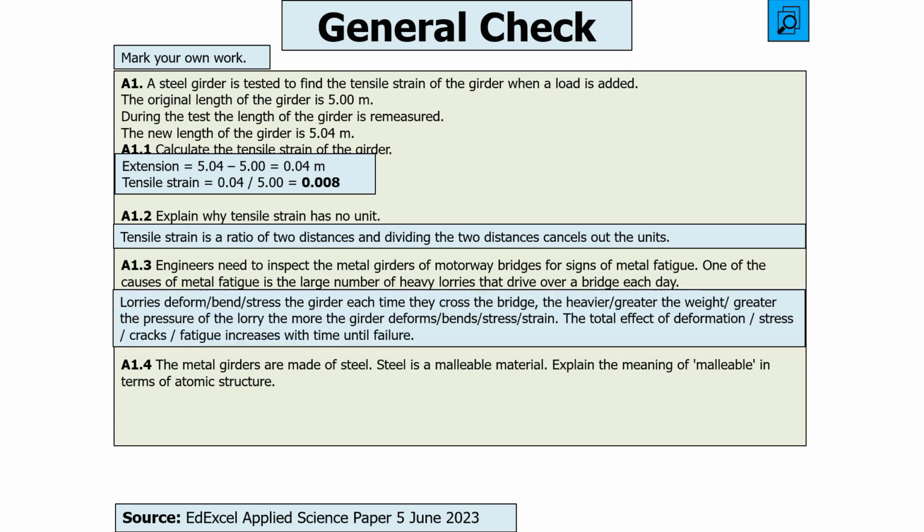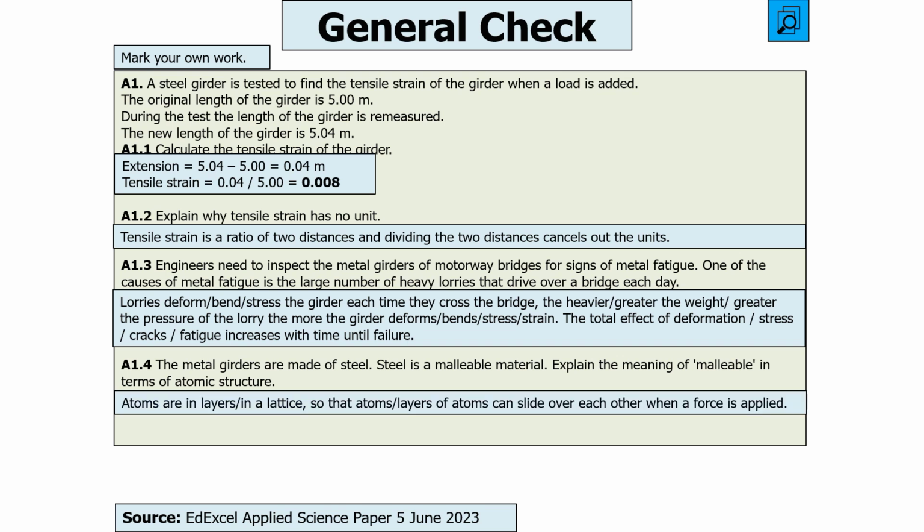Now in the next question, the lorries will deform, they'll place stress on the girder each time they cross the bridge. The heavier the weight, the greater the pressure of the lorry, the more it will deform. Now the total effect of this deformation will increase with time until it fails, so then it actually will just break. Now malleable in this context means that the atoms are in layers, or they're in a lattice, so that the atoms will slide over each other when the force is applied, so they can change shape.